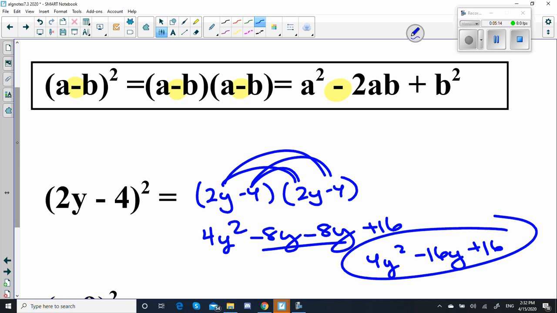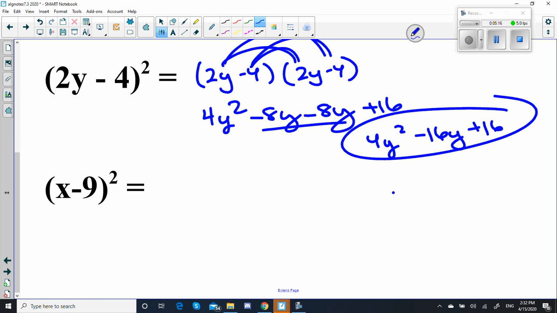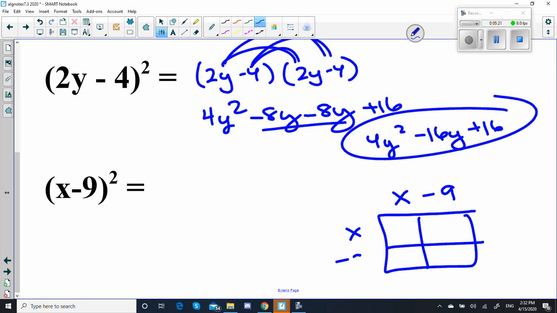I'm going to do the next one with a Punnett square, but it's the same thing. So x minus 9 on the top and x minus 9 on the bottom.